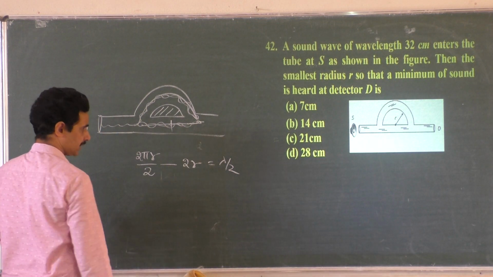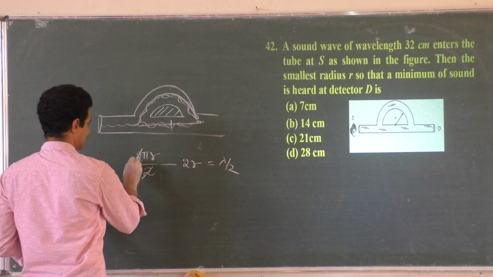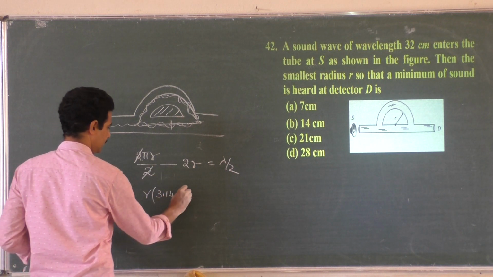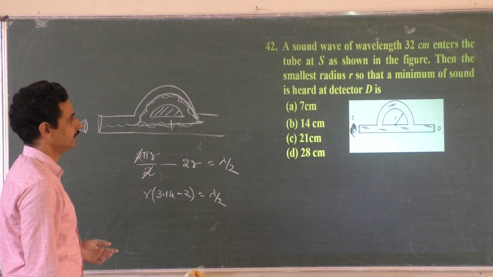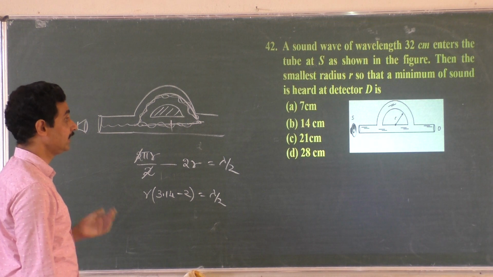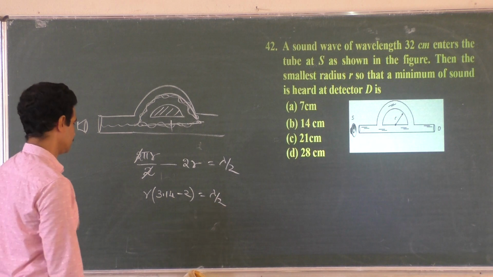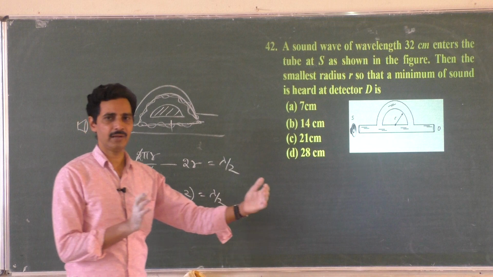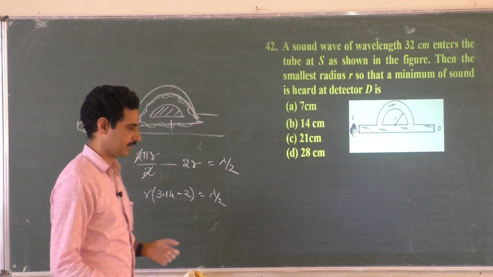Actually it is related to that chapter, but still it can be asked here also. 2 gets cancelled. r into 3.14 minus 2 is equal to lambda by 2. The wavelength is given, 32 centimeter. Smallest value of radius, so smallest value means you have to put the minimum condition, lambda by 2. Even for 1.5 lambda, 3 lambda by 2, again you get a destructive interference.